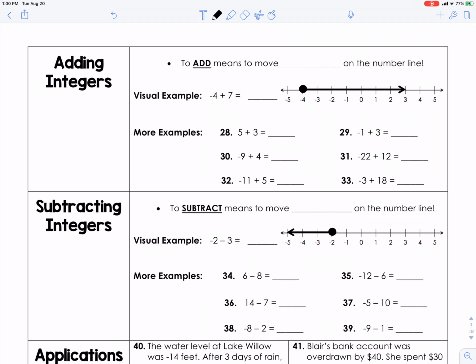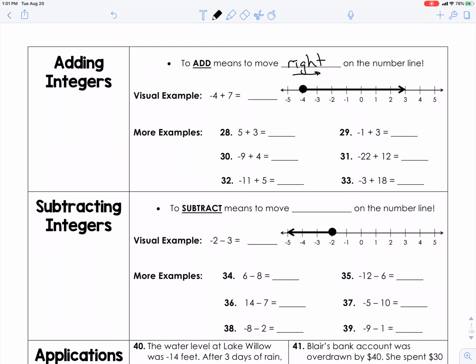To add means to move right. We always want to go right on the number line when we add, okay? Now there's going to be times in the future when you're going to understand that adding a negative means go left, but for now let's just worry about going right. Today all we're going to do is add things, so we're always moving right on the number line.